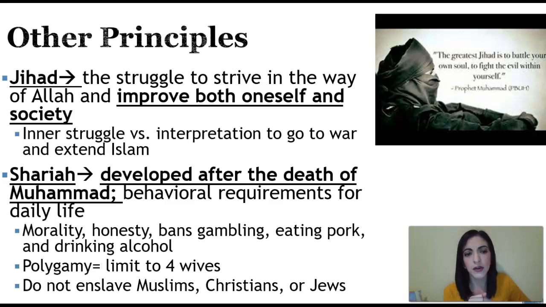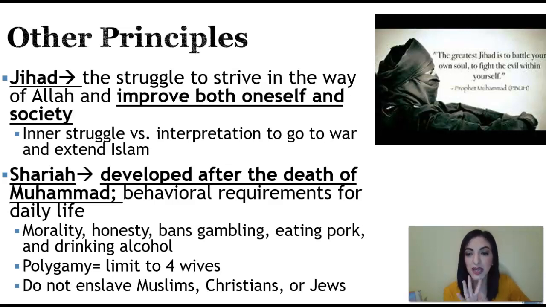Then you have Sharia, which is also known as the Islamic law, as Muslim law. It was actually developed after the death of Muhammad. So it is a little bit controversial, because if you look at some of the teachings of the Quran, they are going to have a lot more freedoms for women. Sharia does not. Sharia also has some very strict laws in terms of morality, honesty. It does ban gambling. It does ban eating pork and also drinking alcohol.